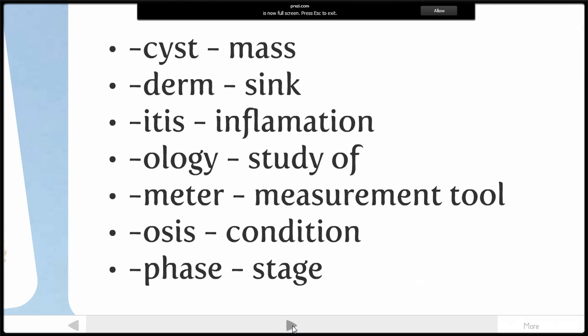Cyst means a mass. Derm means skin. Itis means inflammation. Ology means the study of. Meter means a measurement tool. Osis means a condition. And phase means a stage. So these aren't full words. You need to make full words with those at the end. Like ology. You should know several words with ology at the end of them. One of them is what we're studying, biology. If you can do biology and put it into a sentence, there's one sentence for you. Remember, you need to pick two from each block.